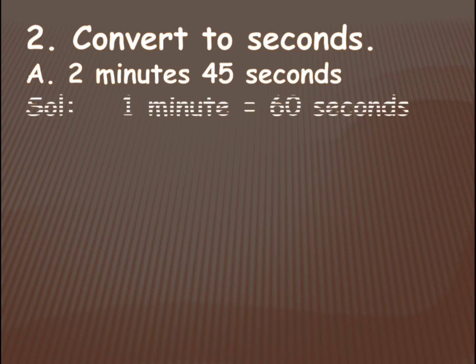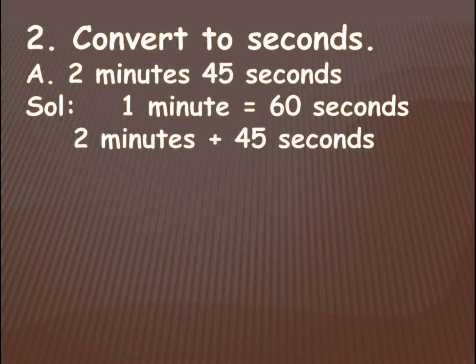2 minutes. So 1 minute is equal to 60 seconds. We already know, isn't it children, that you have to mention 1 minute is equal to 60 seconds. Then you have to separate 2 minutes plus 45 seconds. 45 seconds are already in seconds, we need not convert. But this 2 minutes you need to convert, isn't it? So to convert, you have to multiply with 60.